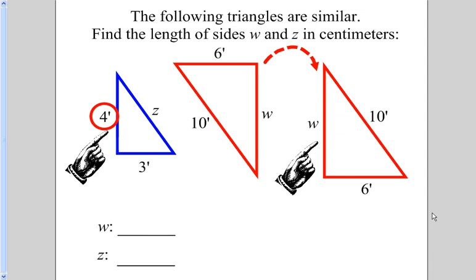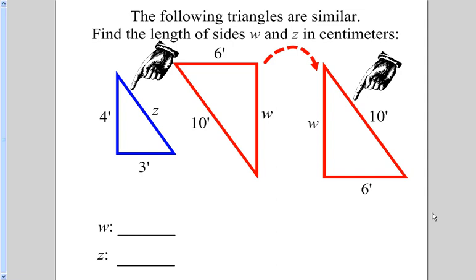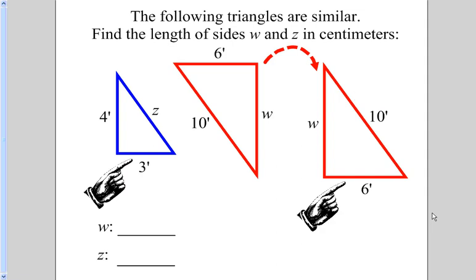We have a height of 4 feet for the smaller triangle, and a height of W, unknown, so that doesn't help us. Now if we look at the hypotenuse, which is the name for the long side in these triangles opposite the right angle, we can see on the right side for the larger triangle, we have a length of 10 feet, but we have an unknown number of feet for the smaller triangle, so that doesn't help us either. So we need to look here once again at the base. In the smaller triangle, it's a length of 3 feet. In the larger triangle, it's a length of 6 feet.